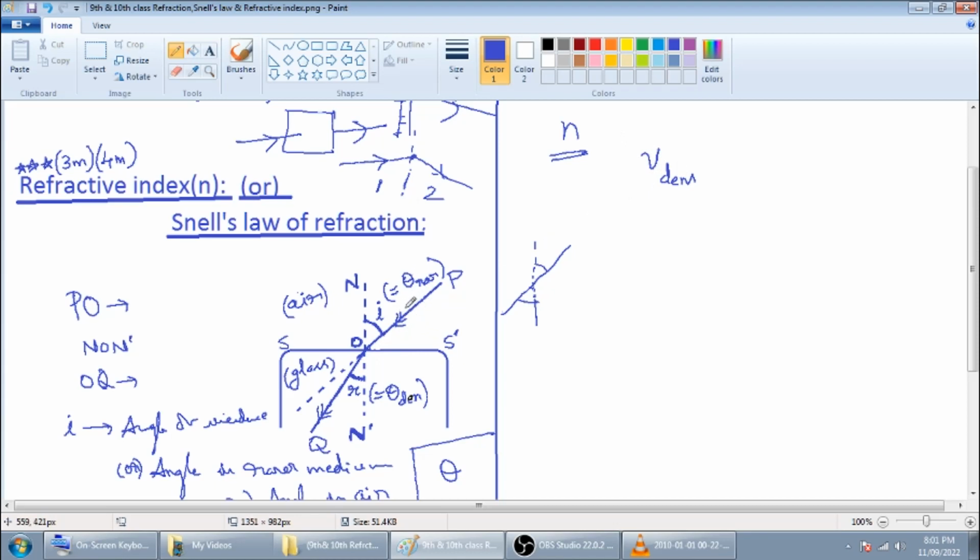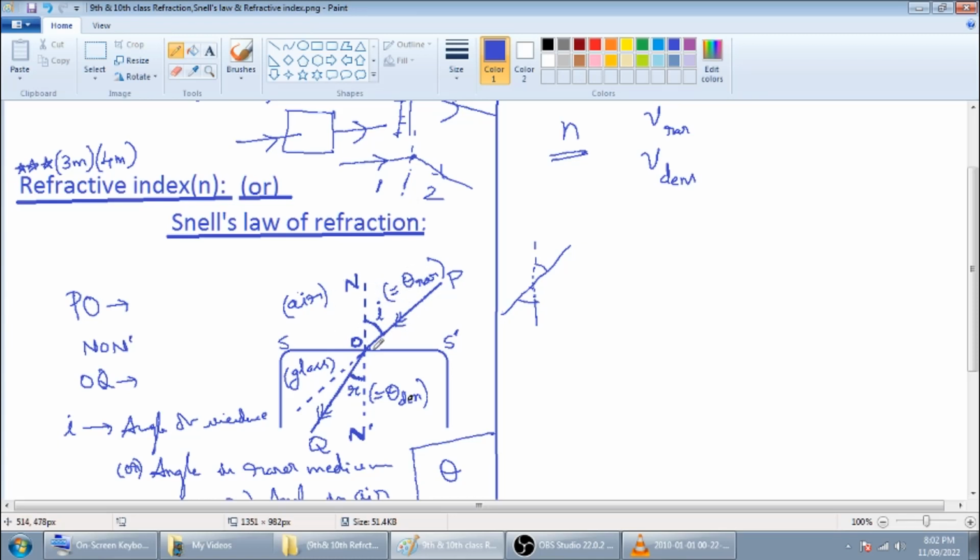In the rarer medium, we have seen that it is very high compared to the denser medium. So the velocity of light in the rarer medium is high. Now if it is a very high value, then what is happening? When it enters the glass medium, it decreases. So for example, we have taken a particular rarer medium here. The velocity of light is very high, so from that very high value, it decreases to this particular low value.